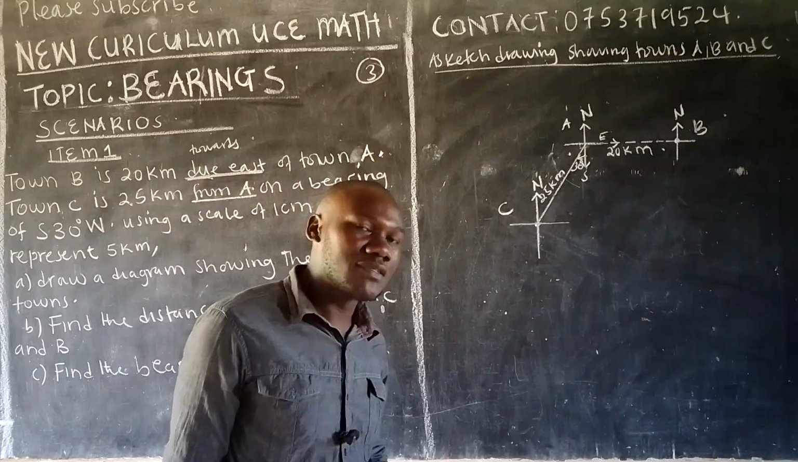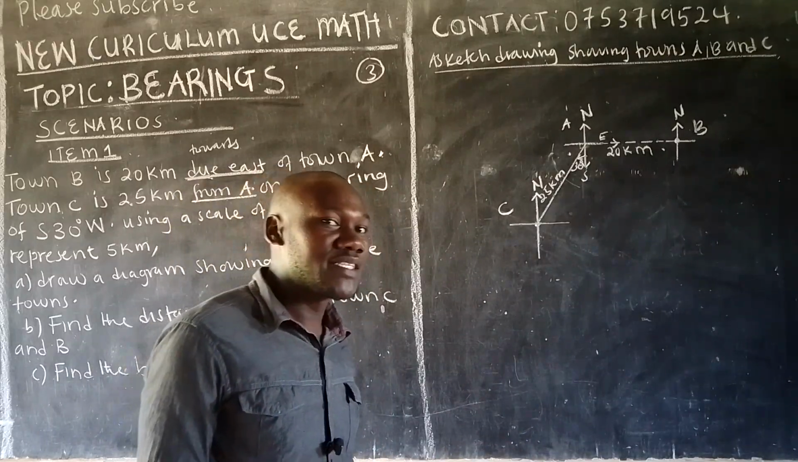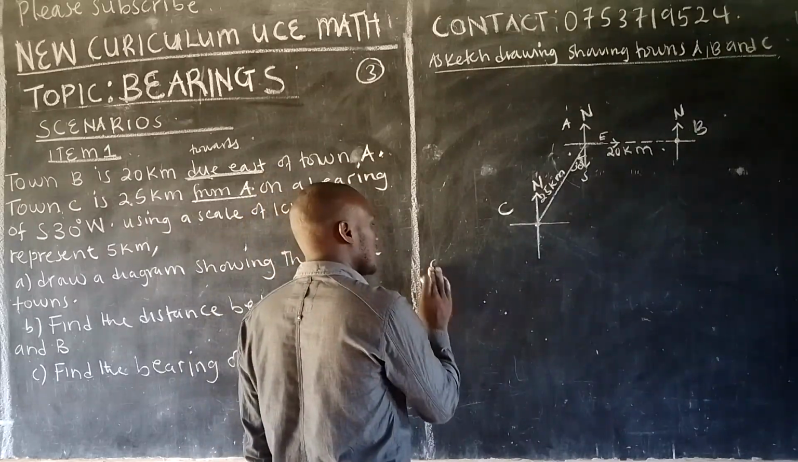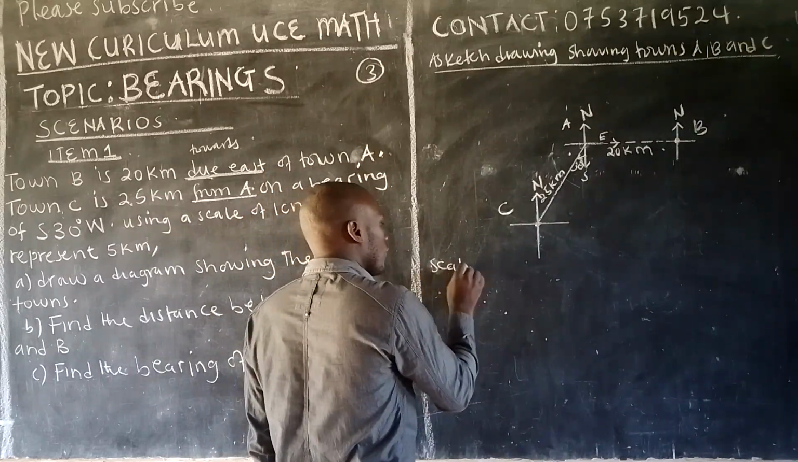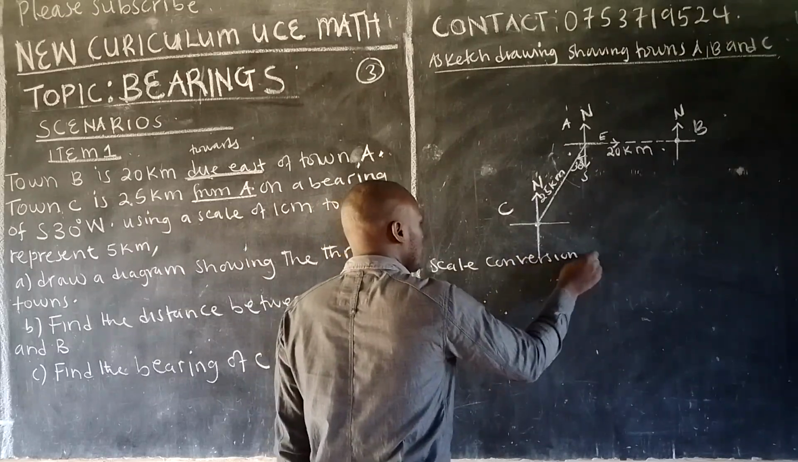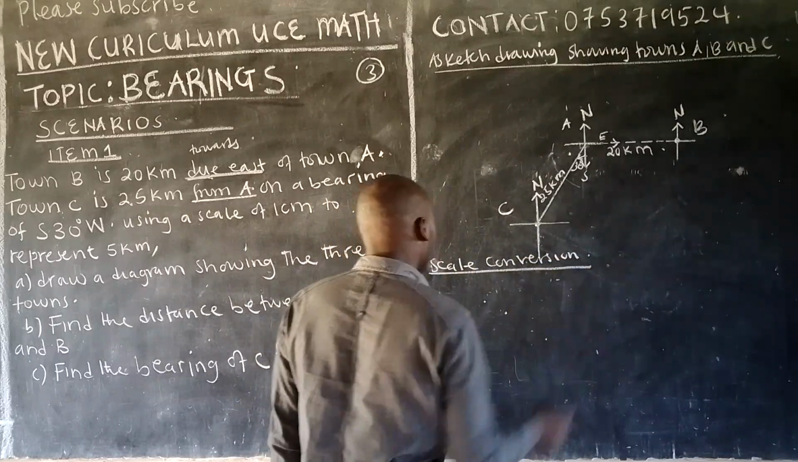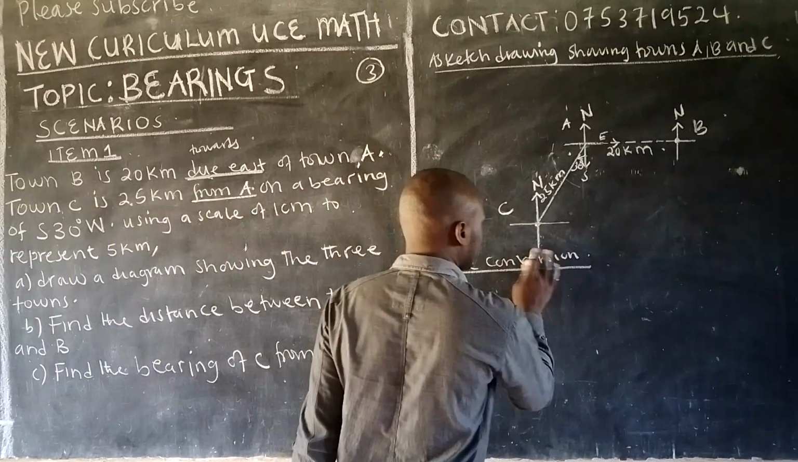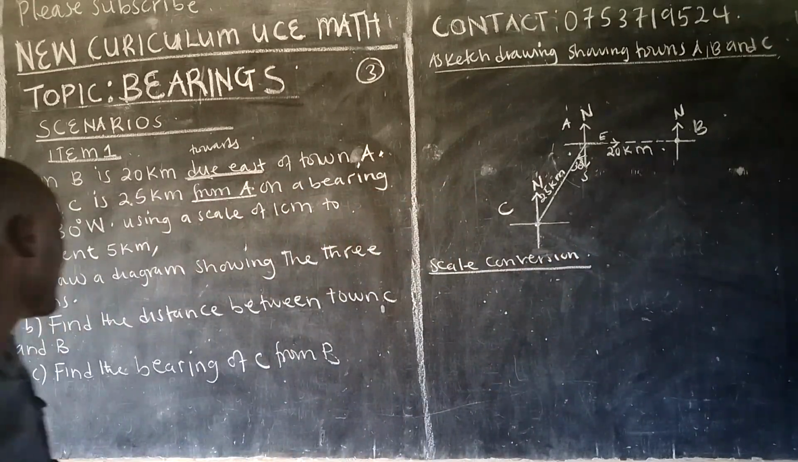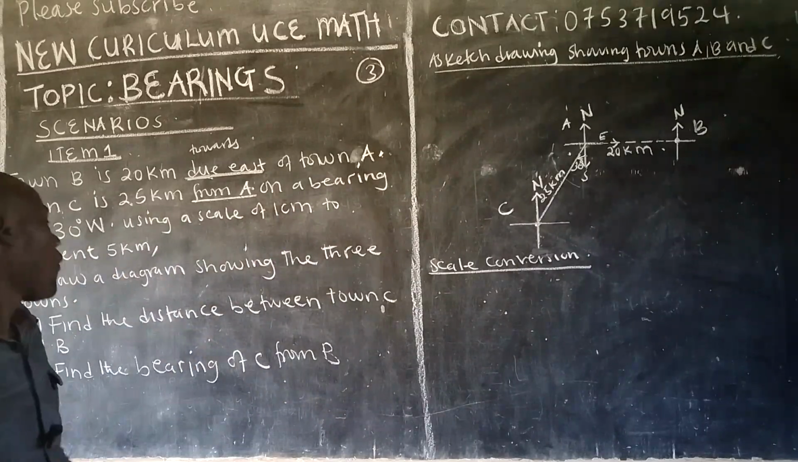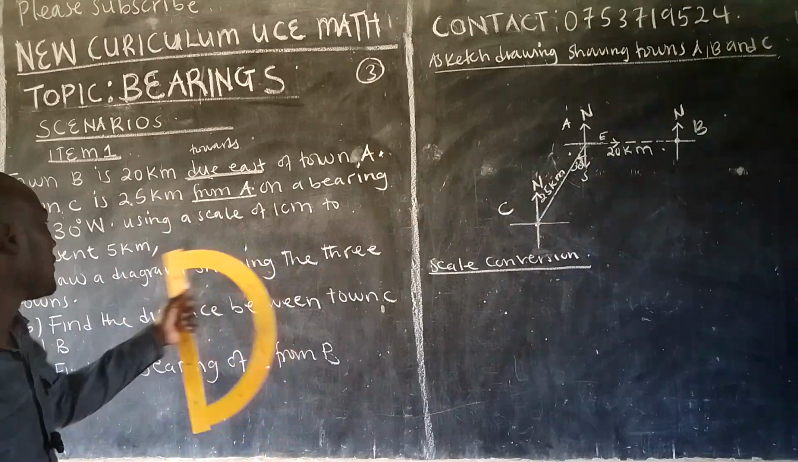Now, after getting the sketch, please always go and respect the scale. So let's go now to the scale conversion. We change the units given to us into the units we want. Scale conversion, what have they said? They're saying 1 centimeter represents 5 kilometers.